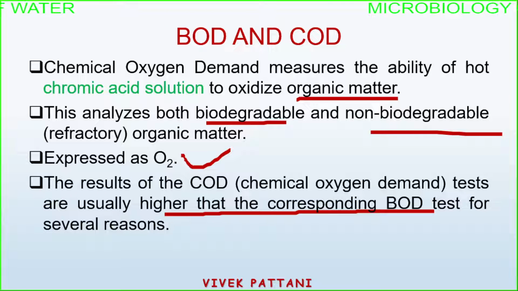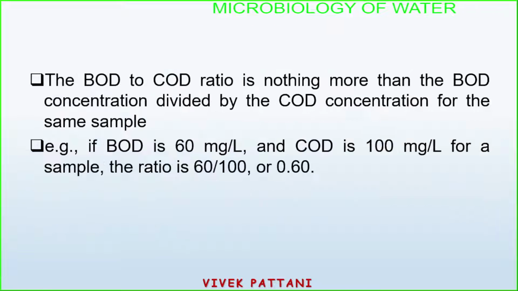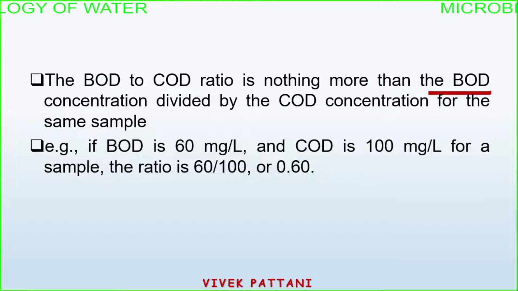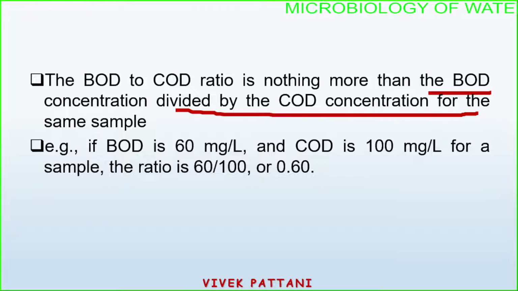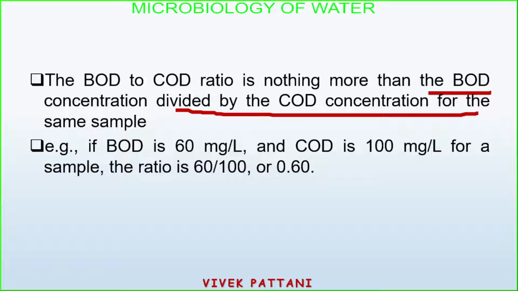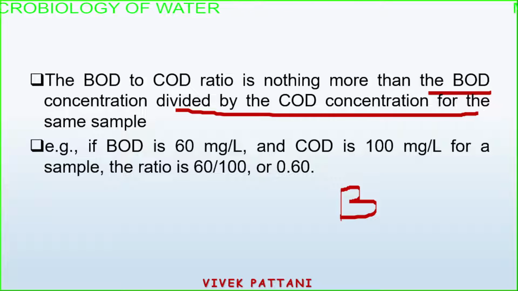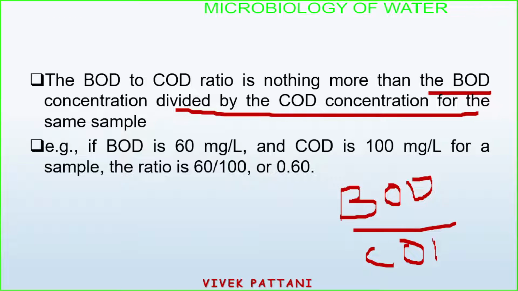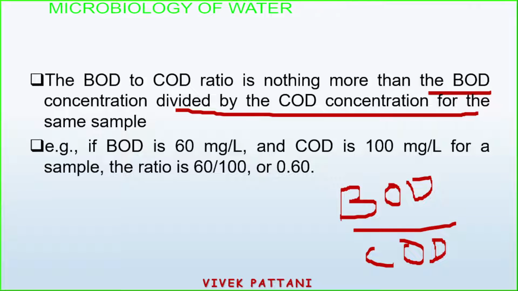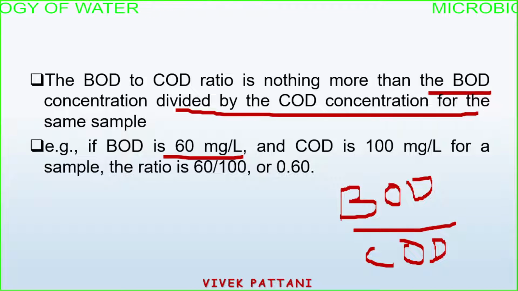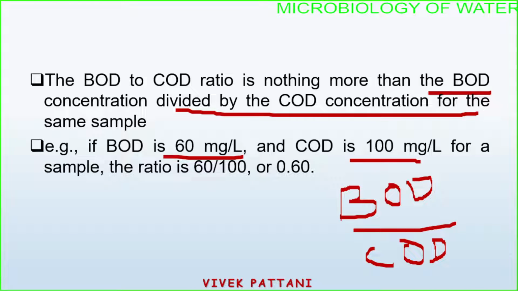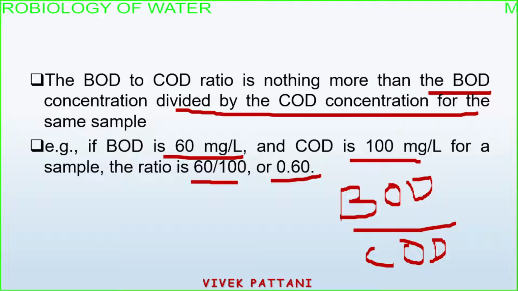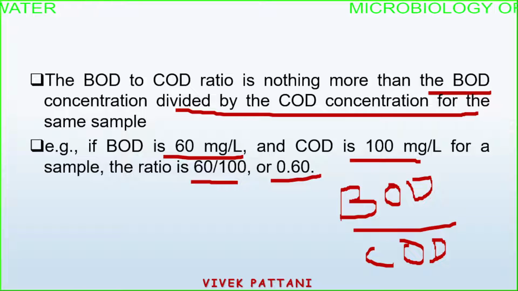glutamic acid standard should be around 60 to 70%, and the BOD to COD ratio is nothing more than the BOD concentration divided by the COD concentration for the sample. That is BOD upon COD, just a ratio. If the BOD is 60, for example, and COD is 100 mg per liter, the ratio would be 60 upon 100. That is, the final calculation will be 0.60.